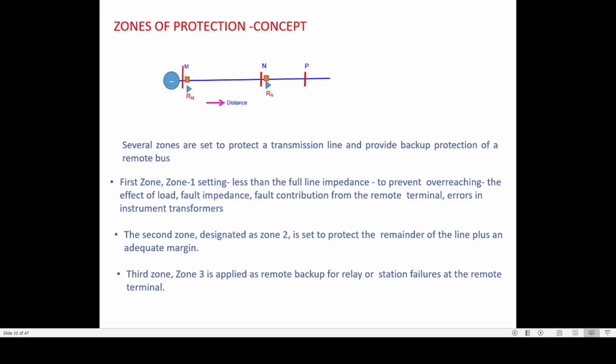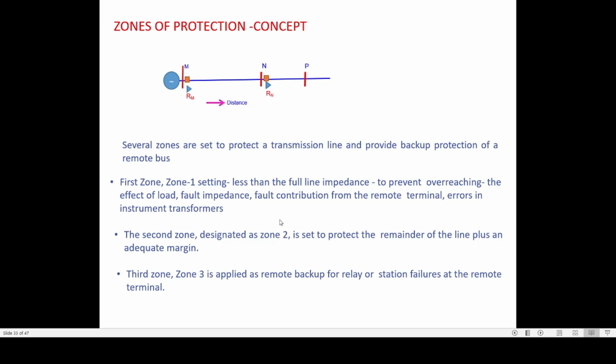Then one more zone, zone 3, is provided, and it provides the remote backup for line NP, or the remote backup for the relay at location N. Suppose the relay at substation N fails to operate for any fault in line NP. Then the relay at M must provide a backup, because if there is a fault at any location in line NP, this fault is also being fed through line MN. So if the relay at N fails to operate, then the relay at M must operate, obviously after some time delay. So definitely zone 3 is a time delayed protection. It is used for remote backup.